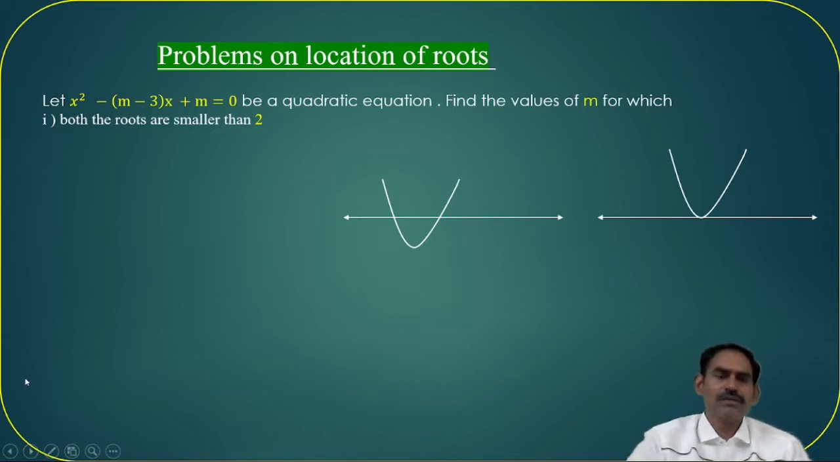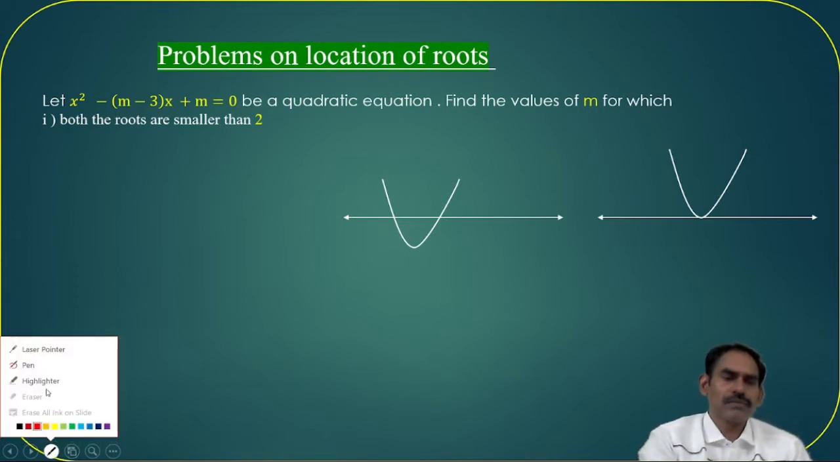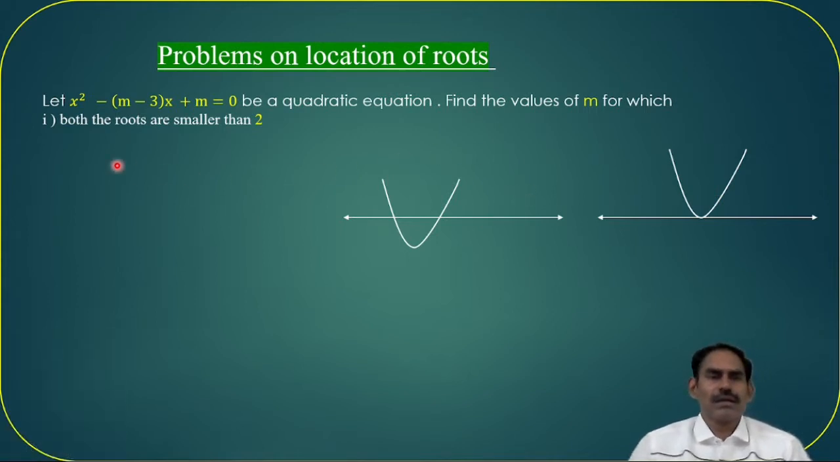See, let x square minus (m minus 3) into x plus m equals 0 be a quadratic equation. Find the values of m for which both the roots are smaller than 2. Two roots are smaller than 2, so we should find the interval of m. Here 2 is any real number.